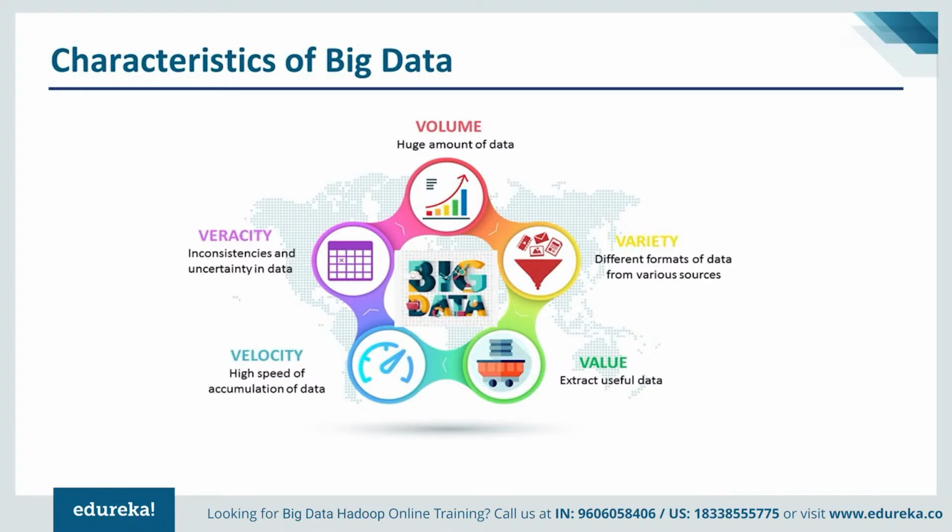Now coming to the next characteristic, which is value. Value is nothing but deriving meaningful data from this entire collection of big data. The next characteristic that we have stated here is velocity. Velocity is nothing but the rate at which the data is being generated. Now coming to veracity. Veracity is the inconsistencies and the uncertainties which are present in the data. So these are the basic 5 V's of big data, but these V's keep evolving as and when the data is going to grow over the period of time.